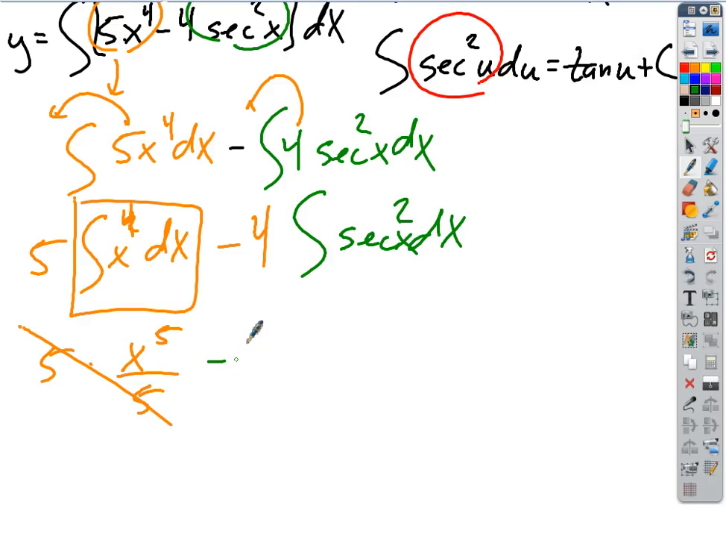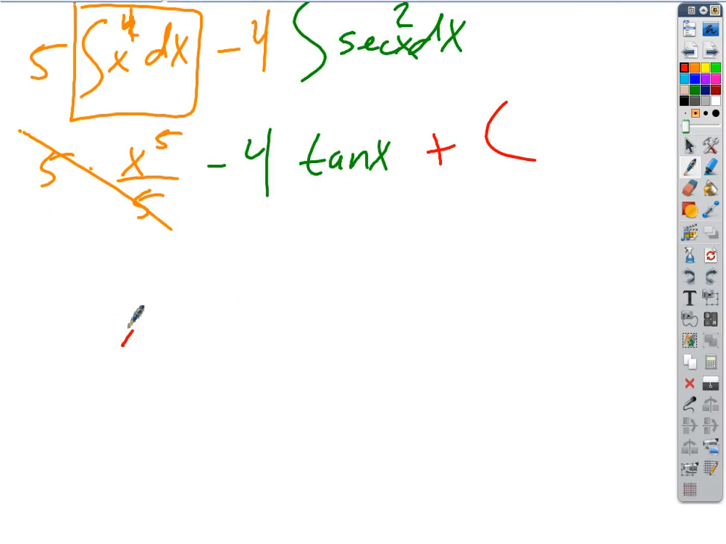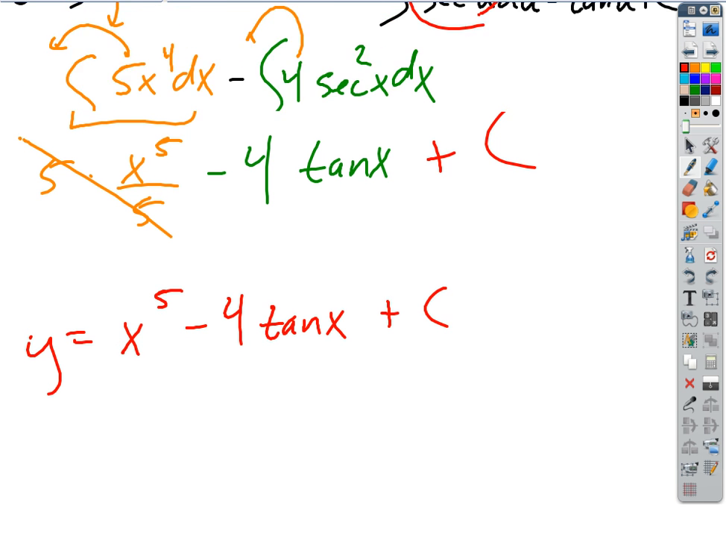Minus 4, and we already did this, right? The antiderivative of secant squared x dx, you already told me, is just tangent x. Each of those contributes a constant that we'll just lump together into one, C sub 2, right? So then we end up with our final answer: x to the 5th minus 4 tangent x plus C. Right? If there is. Okay, nice. That's our calculus Jeopardy game. So there it is. All right, now, next.